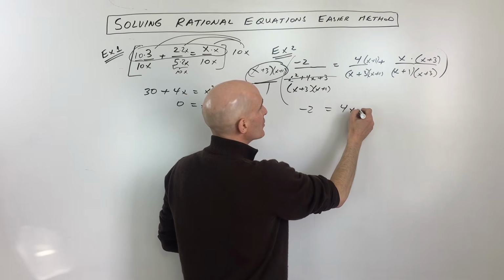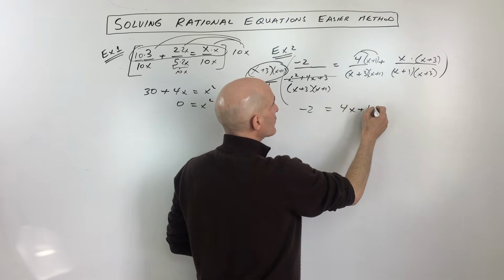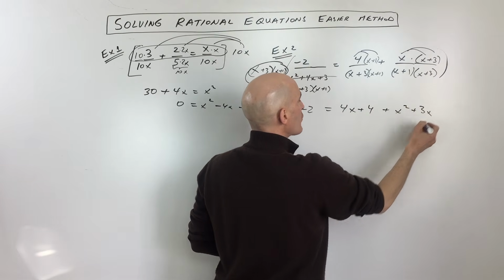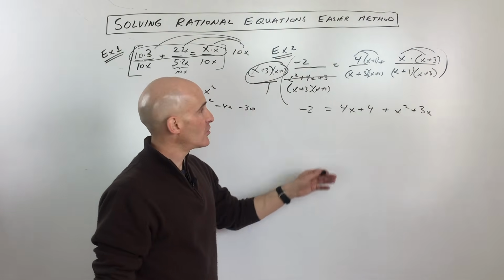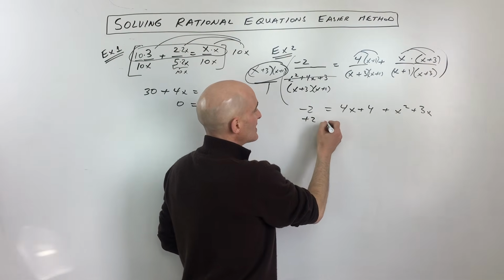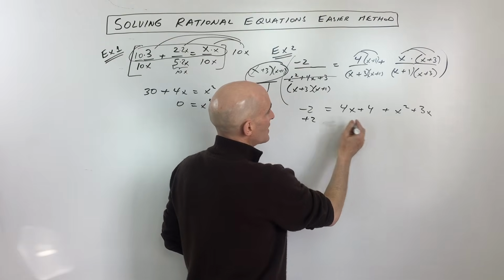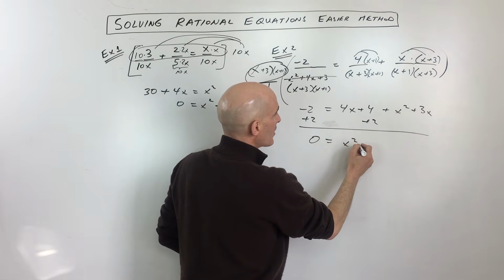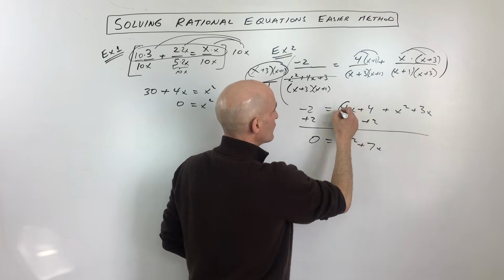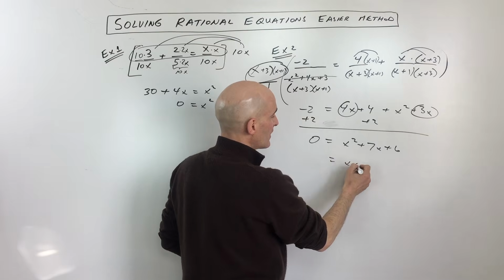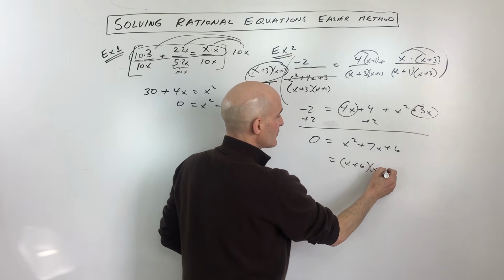So what I'm going to do is I'm just going to distribute the 4, okay? Over here I'm going to distribute the x, and we're just focusing on those numerators. So now it's a little bit easier to solve because we don't have all those fractions. Let's get everything on one side and set it equal to 0. Okay, so I'm just going to add 2, okay, to make this equal to 0. So we have x squared plus 7x, because 4x and 3x, right? Plus 6. So if we factor this, we get x plus 6 and x plus 1.